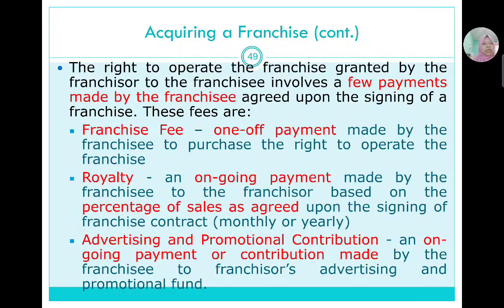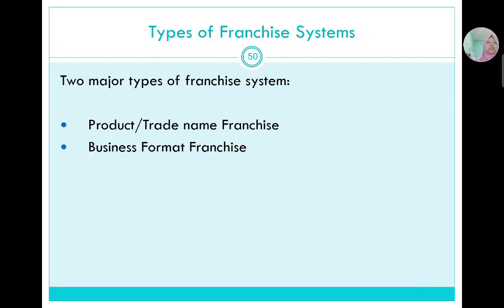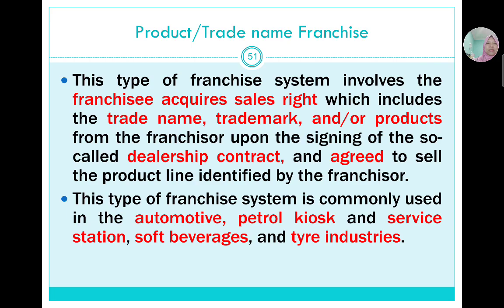Next is the advertising and promotional contribution also, like McDonald's and KFC. The franchisor is the one at the top, the one who lets out the rights, and the franchisees are the smaller ones. So for advertising and promotion, like McDonald's and KFC, the franchisees don't have to do promotion; the franchisor will do it. So there are also 2 types: one is product or trade name franchise, and second, business format franchise.